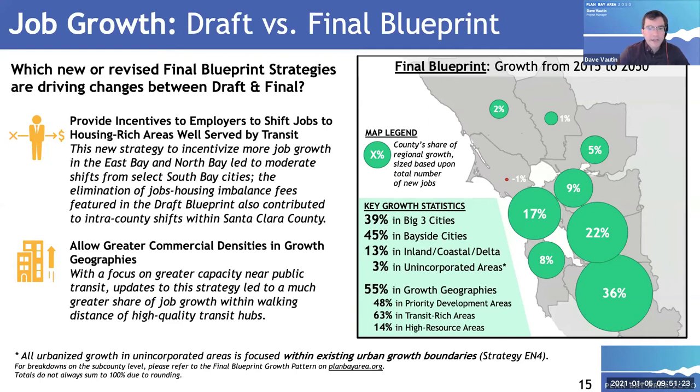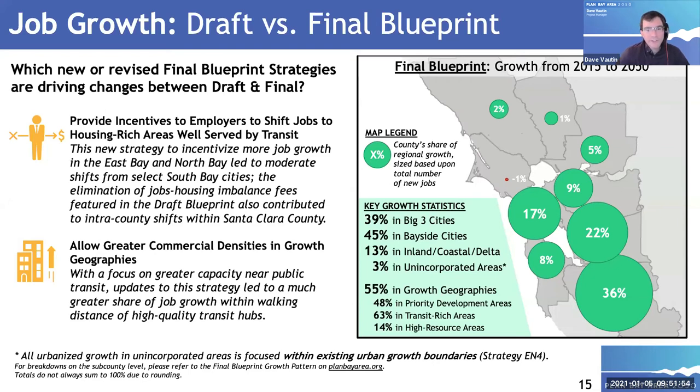The focus on jobs in housing-rich cities near BART and commuter rail stations played a role as well. You see some of this in terms of the Link 21 or new Transbay Rail Crossing project, where there's slightly more job growth near the Fairfield-Vacaville stations in Solano County due to that project and other strategies in that area.